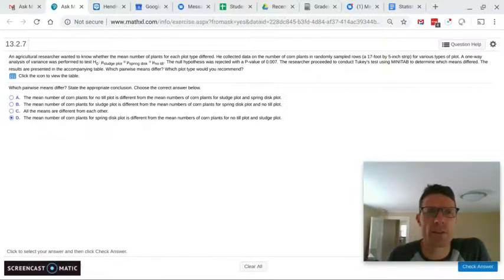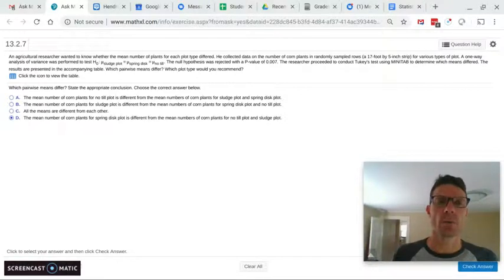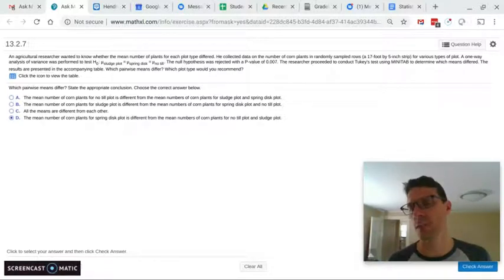We know that they've done an analysis of variance test on the means, and they rejected the null hypothesis, which was that the means were all the same. Okay, so at this point, the researcher does a Tukey test to try to see. We know the means aren't the same, right? We want to know which ones differ. Which one's higher, which one's different.